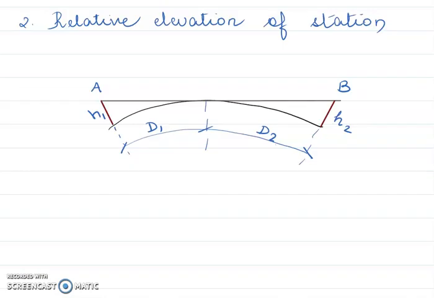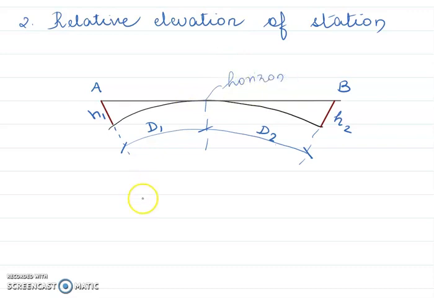Now the second thing is relative elevation of the stations. So at this point you can see that the line of sight is intersected by the horizon. Correct? The line of sight is being intersected by the horizon.